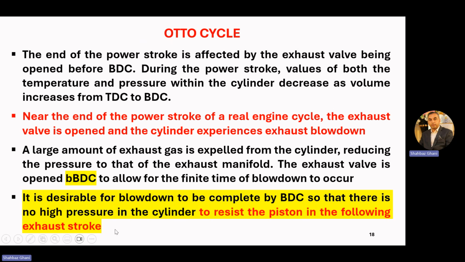Now the piston has reached BDC. If we do not open the exhaust valve before BDC, there will be large pressure forces acting on the piston top, so the return movement in the exhaust stroke would be difficult. That's why we open the exhaust valve before BDC, to drop the pressure or forces exerted on the piston face so that the exhaust stroke starts smoothly.